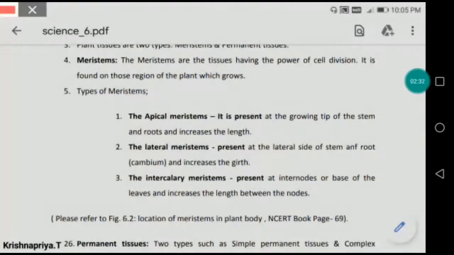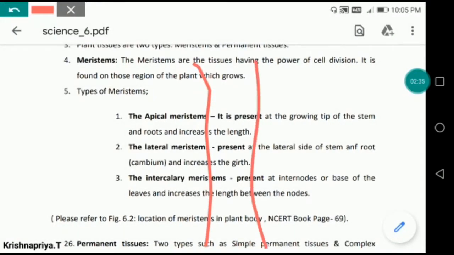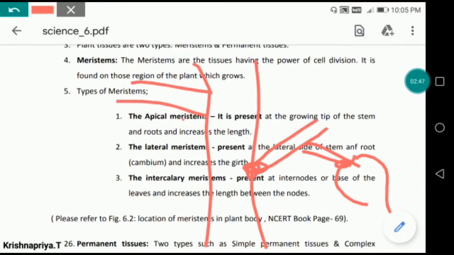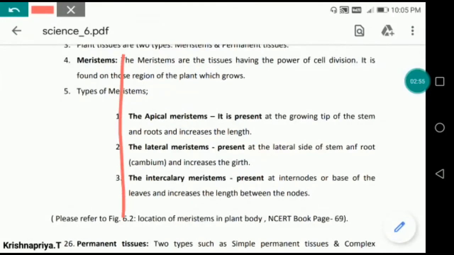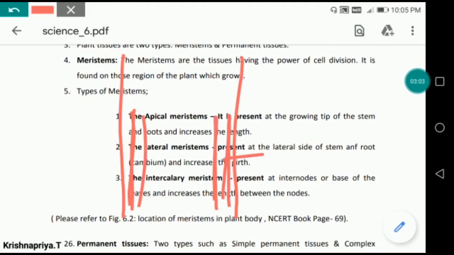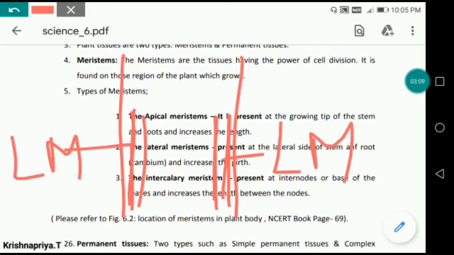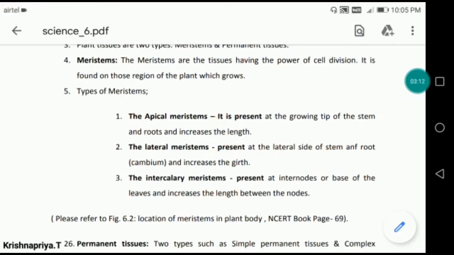Suppose this is a plant, and here the node is there. On the base of these branches or in the base of a leaf, intercalary meristematic tissue will be there, or between the nodes also. Now, discussing lateral meristematic, the tissues present here are known as lateral meristematic tissue. They increase the girth of the plant, they increase the thickness of the plant.